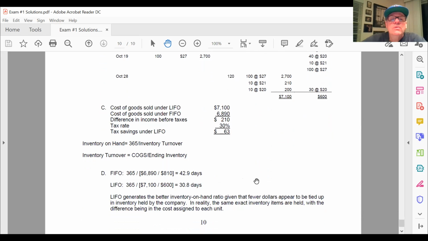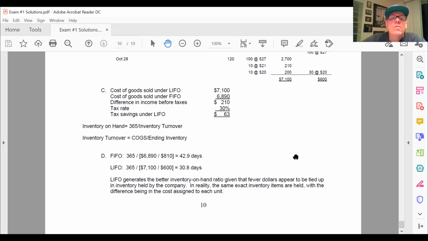Inventory on hand, quite a few of you screwed this up. Either you brought in the wrong formula. Inventory turnover is cost of goods sold divided by ending inventory. That's how we do inventory turnover here. And the inventory on hand is 365 divided by the inventory turnover. So under FIFO, you've got almost 43 days worth of inventory on hand. Under LIFO, you got much less. So your little discussion there should have said that LIFO would actually give you the more favorable result. There's another case where having a lower ratio is better. So you're probably better off having lower inventory on hand. Okay, so that concludes the review of this.